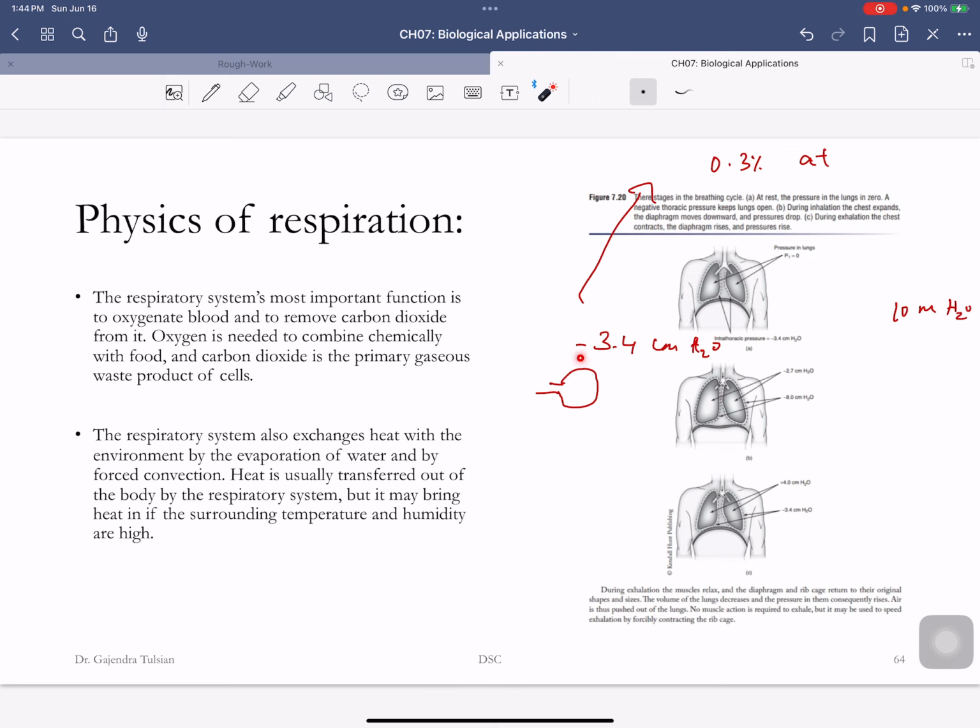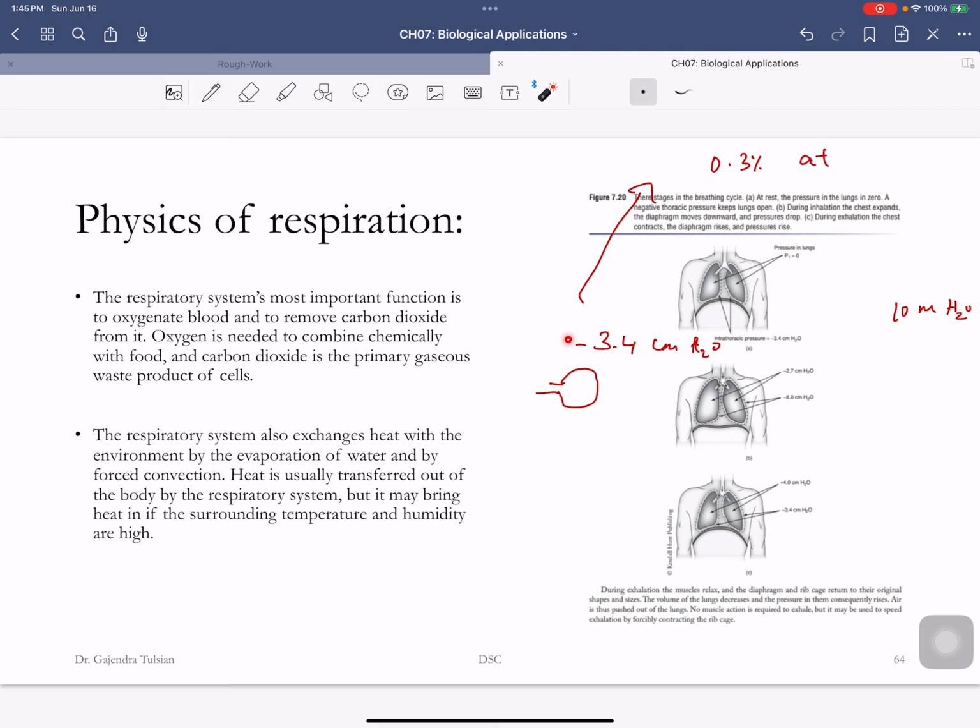So what this means is that in the intrathoracic cavity, you have negative pressure. This elastic balloon provides 0.34% of pressure, plus 0.34%, and so here the net pressure is 0, which balances the atmospheric pressure.